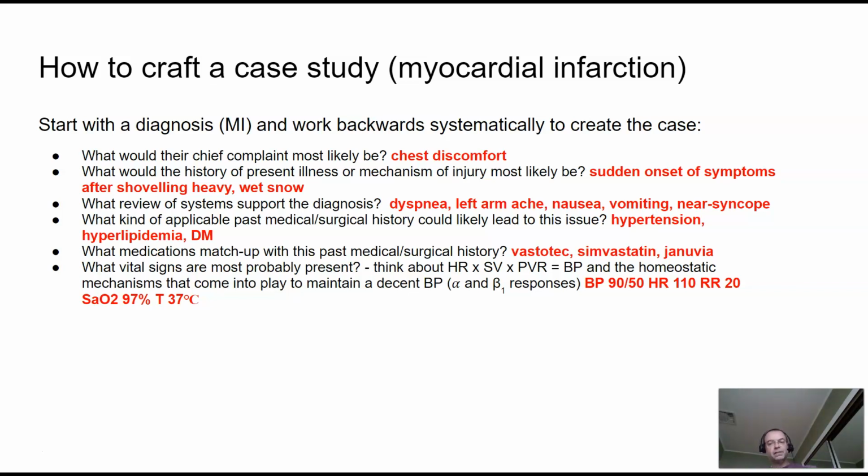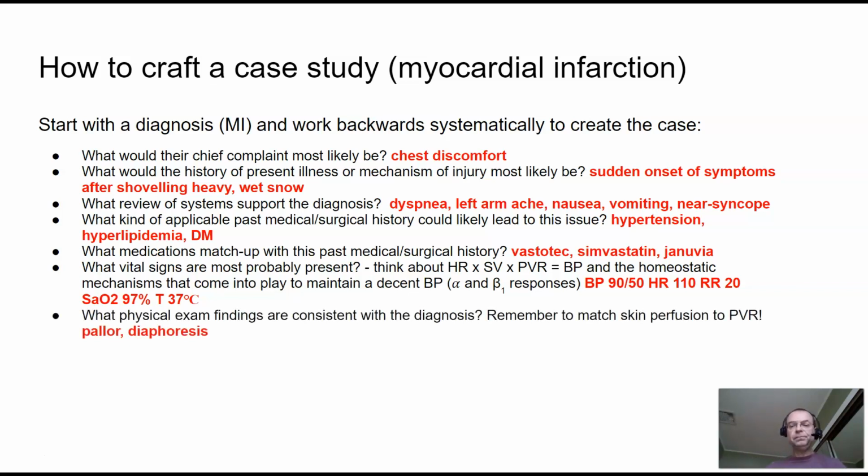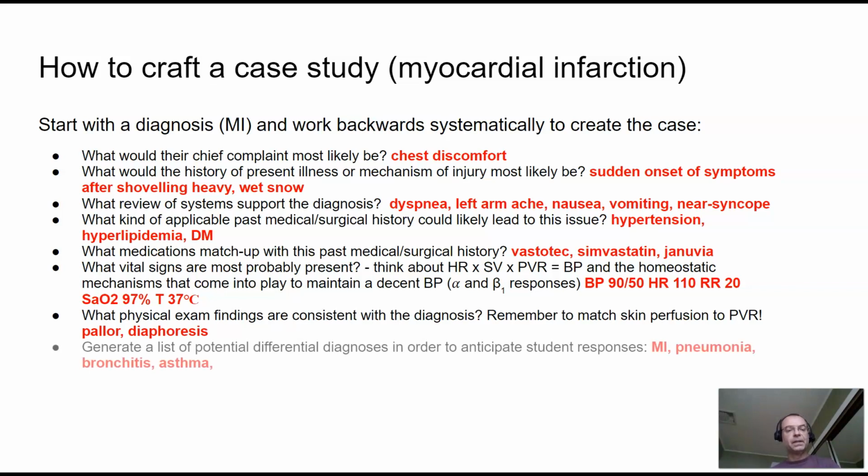Our respiratory rate is slightly elevated. Pulse ox is good at 97%, and temperature is 37 degrees Celsius or 98.6. So we'll see about peripheral vascular resistance in a minute. When we look at skin color, let's say this person is Caucasian, and we want to match the skin perfusion to the peripheral vascular resistance. Well, if they're hypotensive, that means the resistance is going to be high. That means they're shunting blood to the core of their body. That means they're going to appear pale. In addition, we added diaphoresis.